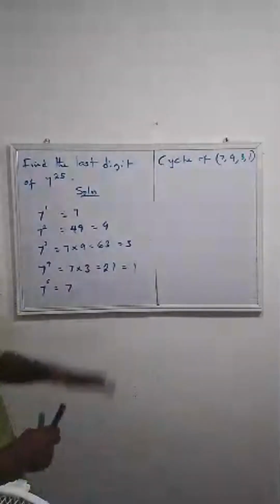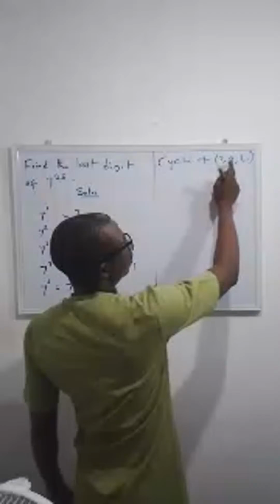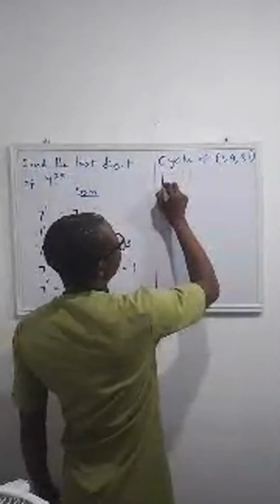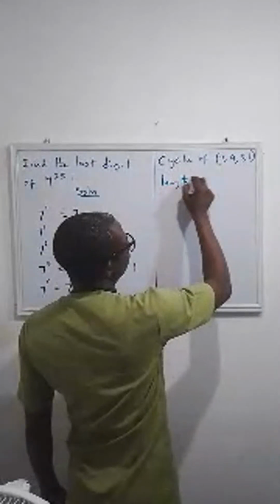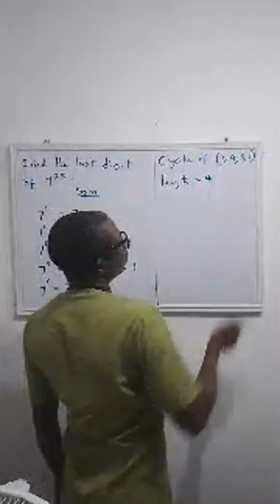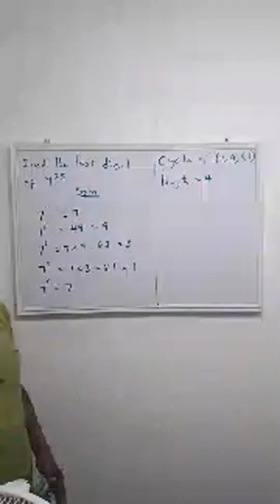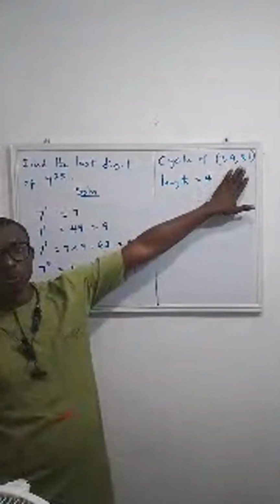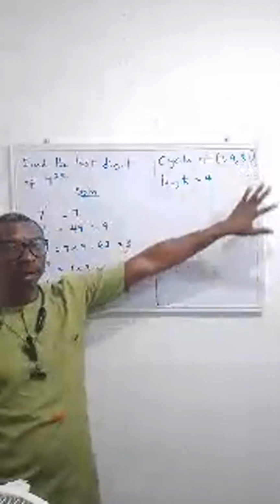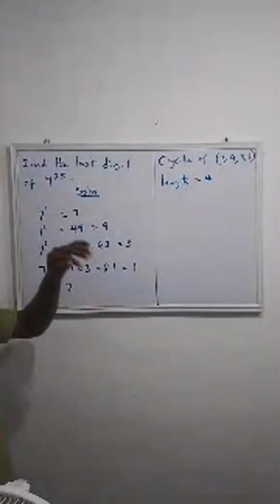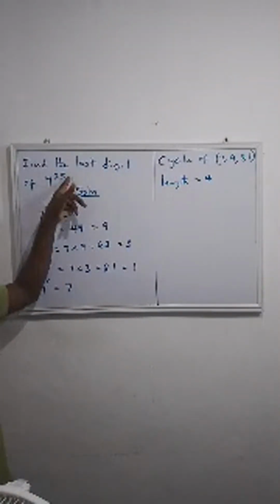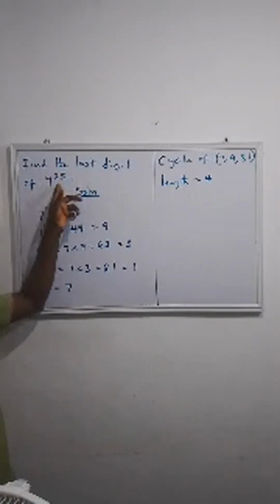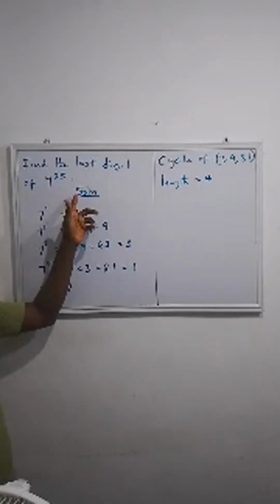So now the length of this cycle, what's the length? The length is 4. We have 1, 2, 3, 4. So the length of the cycle is 4. So that means that we take this to be in mod 4. All right. So what are we doing with that mod? So now you come here, the power we have here, now express it in mod 4.